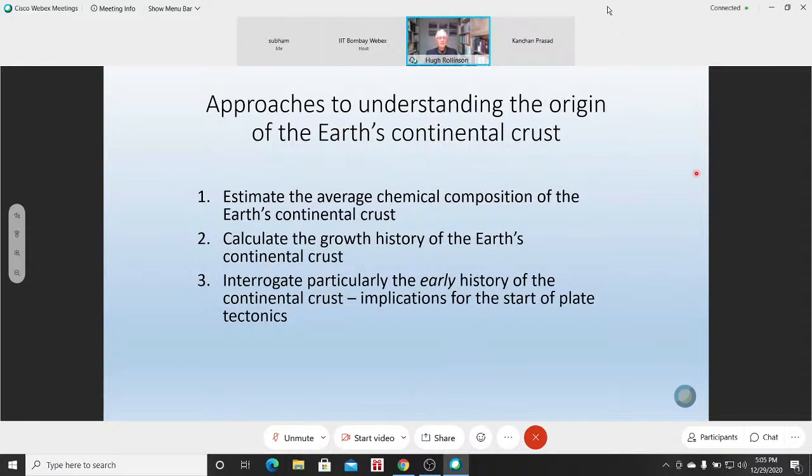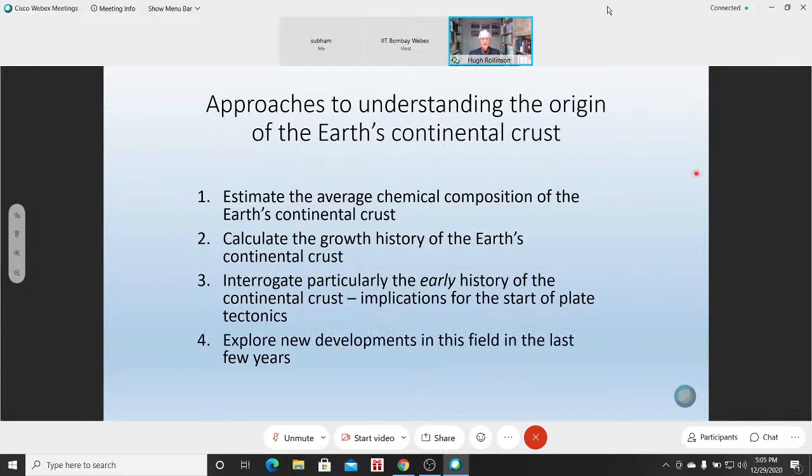And then I want to focus particularly on the very early history of the Earth's continental crust, something that I spent quite a lot of my own career thinking about. And by the way, as we begin to think about this subject, we find ourselves delving into the question of when did plate tectonics start on Earth. So that's a subsidiary issue, but a hugely important scientific question. And then to finish with, I want to bring you up to date on some of the new developments that have been taking place in this field over the last 3 or 4 years.